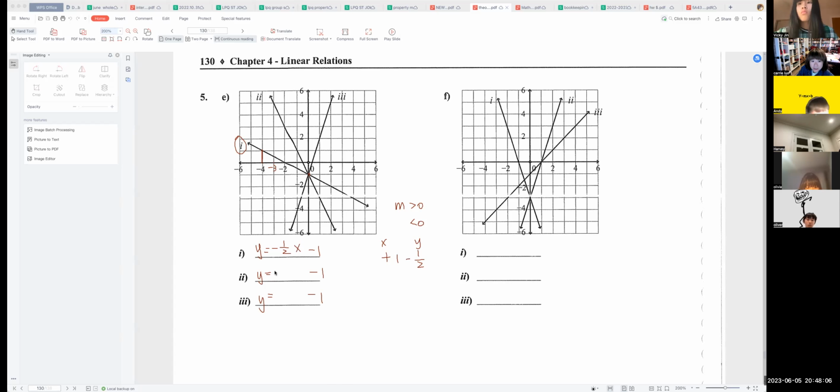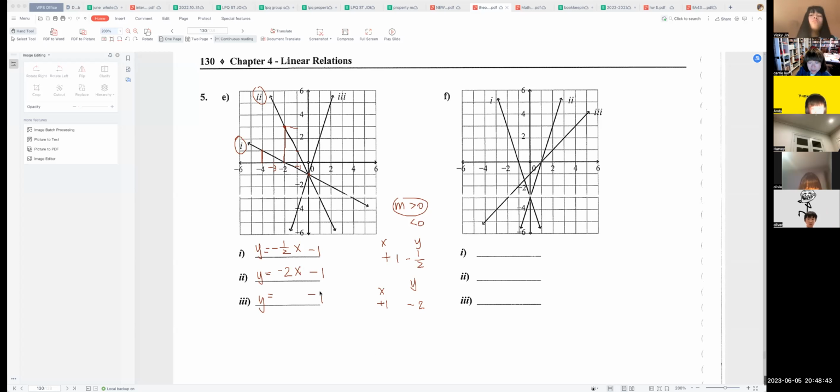Okay, so let's take a look at the next one, number 2. Again, is m bigger than 0 or smaller than 0 for this line? Smaller. Very good. Still smaller than 0, right? Let's just pick any point. When x increases by 1, y is decreasing by how much? From 3 to 1. So y is decreasing by 2. That's why it's -2x minus 1. Okay, so let's take a look at the last one.